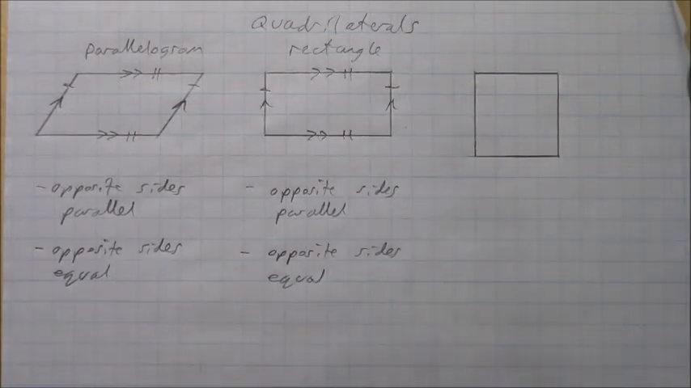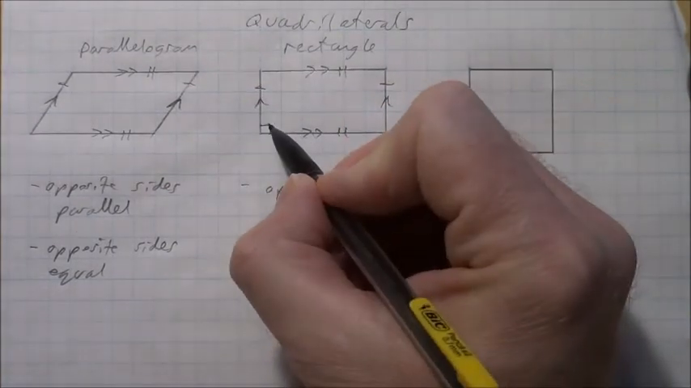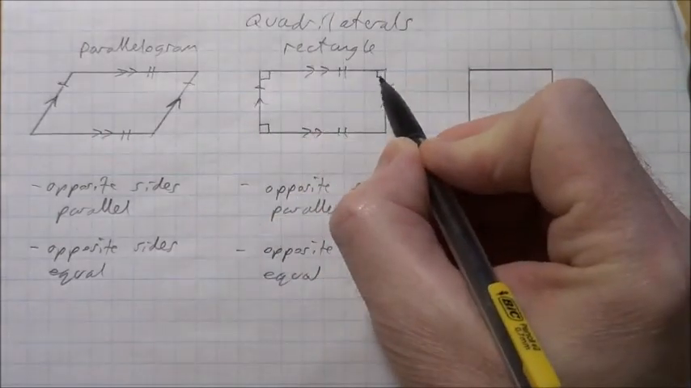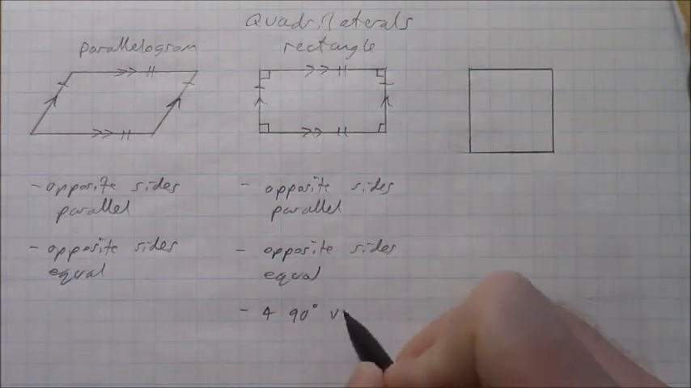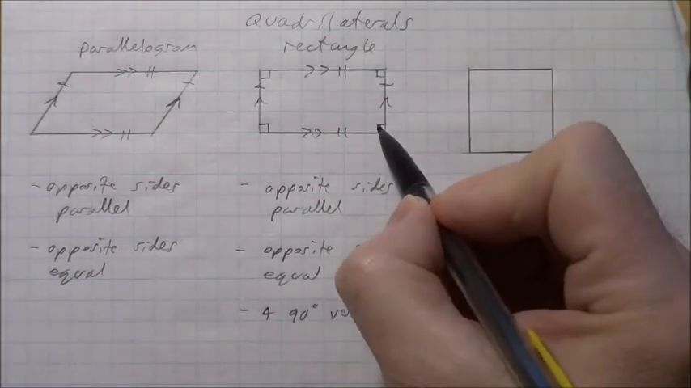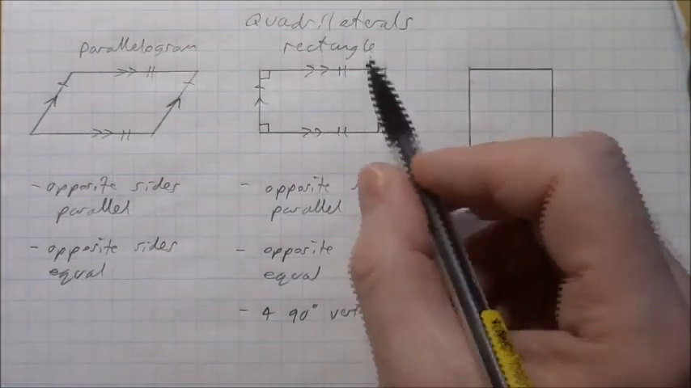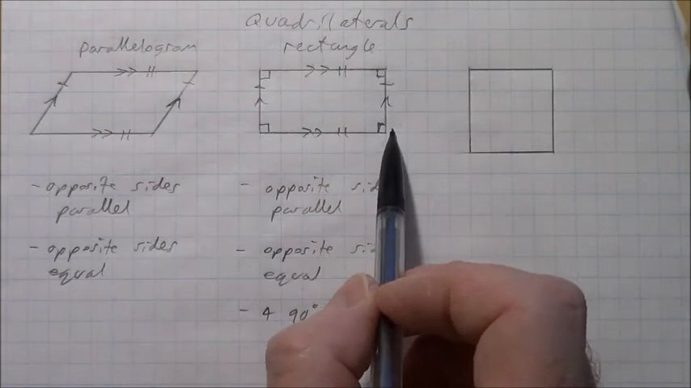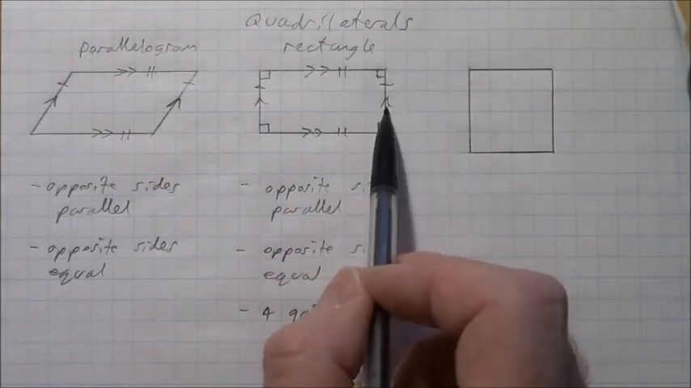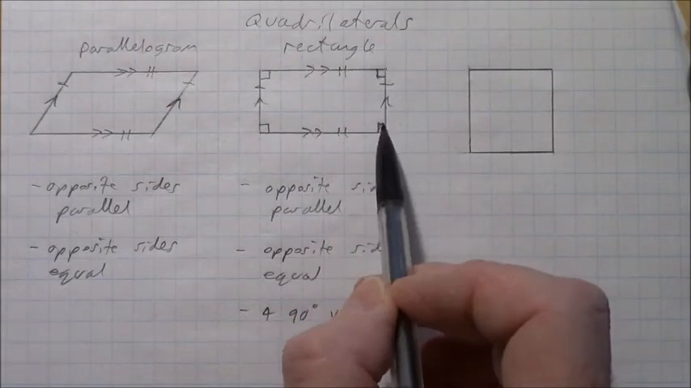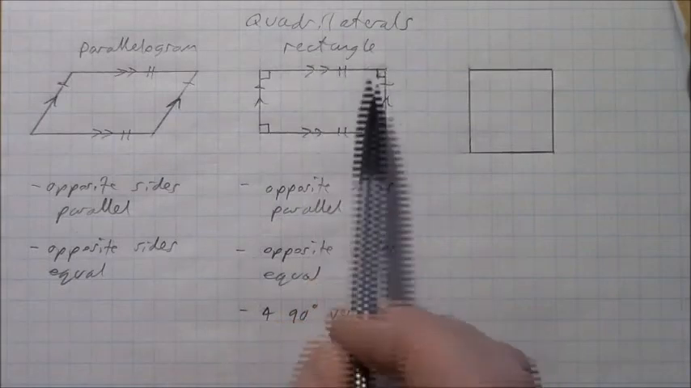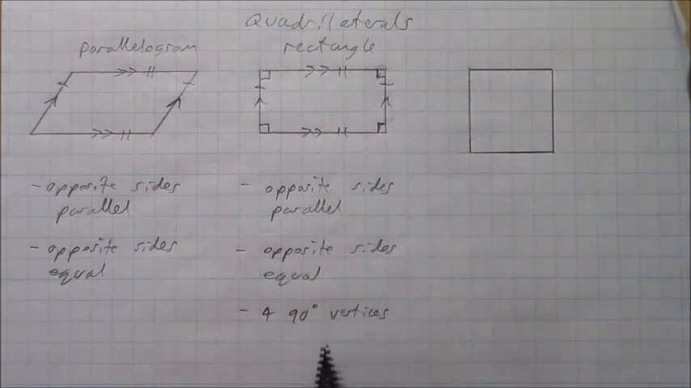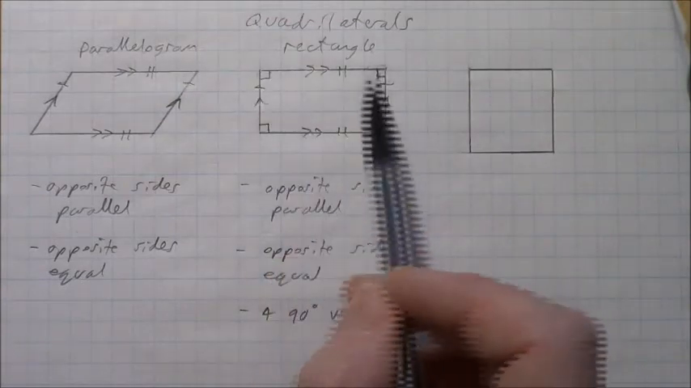But it's a special type of parallelogram, because the next property we recognize is that rectangles have four 90-degree vertices. The adjacent sides, the ones that are side by side, meet at right angles, at 90 degrees, or they are perpendicular to each other.